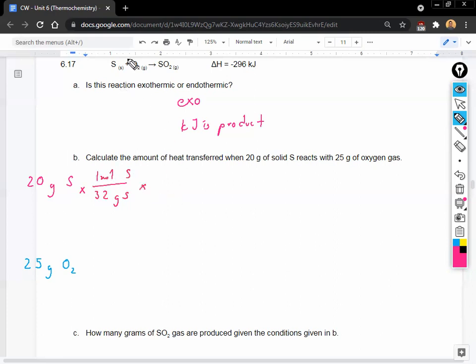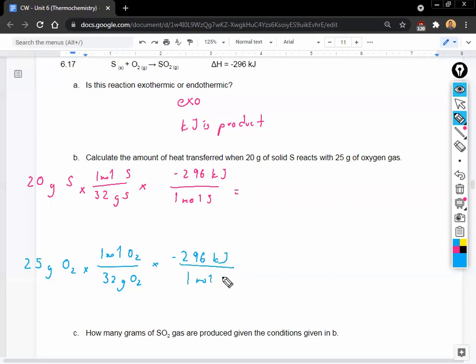So we're gonna set that up. And then after that, we're gonna use the balanced equation right here. It's 1-to-1, so 1 mole of sulfur is gonna produce 296 kilojoules. And so that's how you'll set up that fraction, right? Or that process. Okay, same thing for oxygen. Now, oxygen is going to be 32 grams of O2 gas per every 1 mole of O2 gas. And the same thing right here, we got 296 kilojoules per 1 mole of O2.